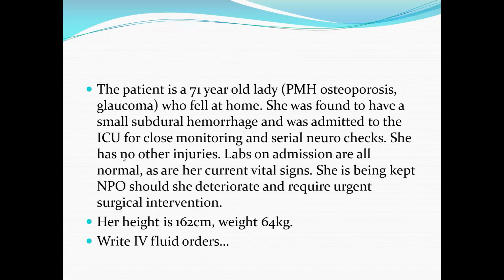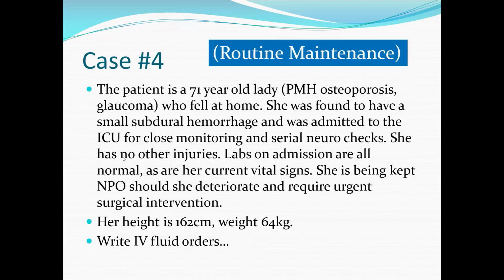All right, so the next one. I have a little old lady who fell at home. She has a little subdural hemorrhage and was admitted to the ICU for close monitoring and serial neurochecks, but has no other injuries. She's just being kept NPO in case she deteriorates and would require urgent surgical intervention. And so what IV fluids do we want ordered for this patient?